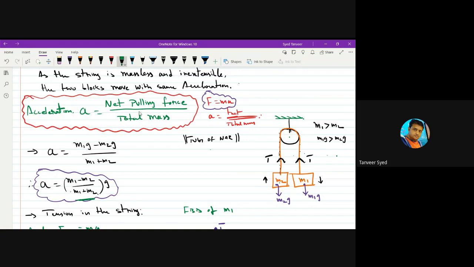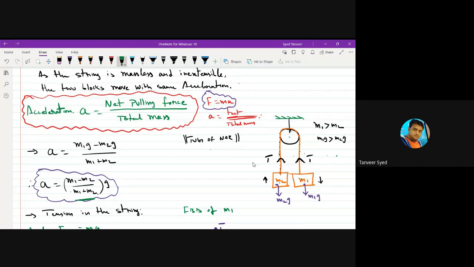Net force means, when do you get net force? If two or more forces act on the body at the same time, then the motion of the body will be decided by neither of the two individual forces, but by the resultant or net of the two forces. Net here we are calling net pulling force. Pulling means the net force which acts in the direction of the overall motion of the system.